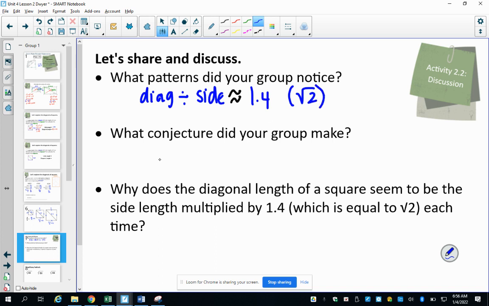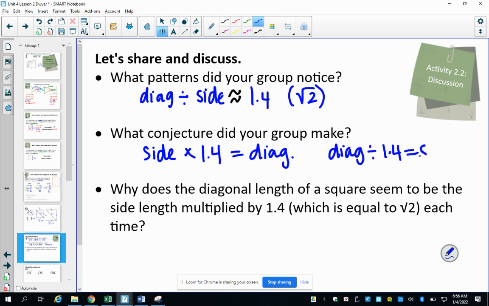So what conjecture did your group make? That the scale factor, or the factor connecting the square's side and the diagonal, maybe. So if we take a side times 1.4, it would equal the diagonal. Maybe you came up with that. Or maybe the backwards version, a diagonal divided by 1.4 would equal the side. Or maybe you just said that the diagonal divided by the side always equals 1.4 in a square, or something like that. And why does that seem to always work? Think about why. It has to do with Pythagorean theorem, and we'll get into a little bit of that.